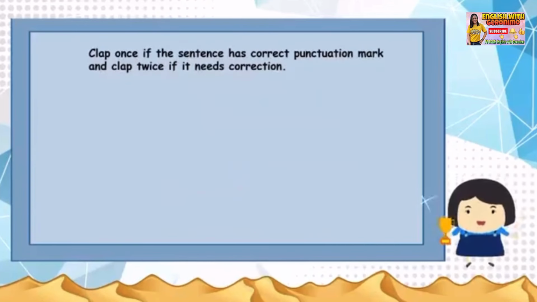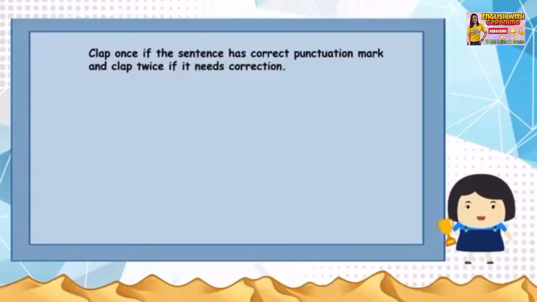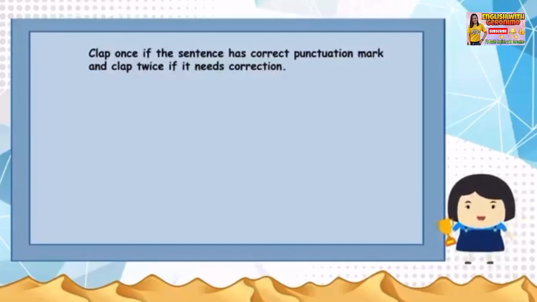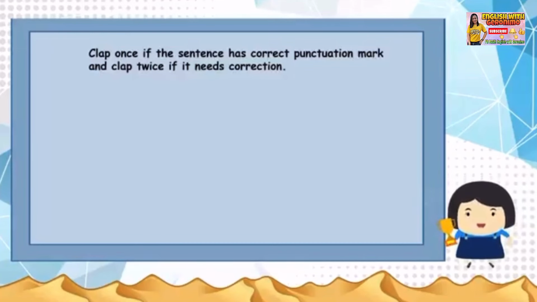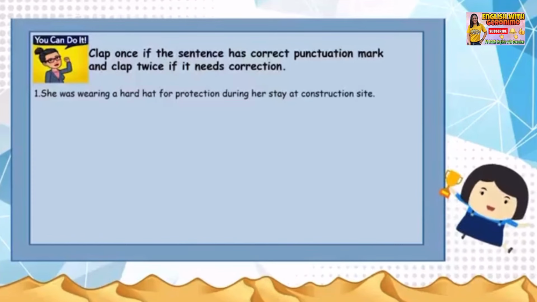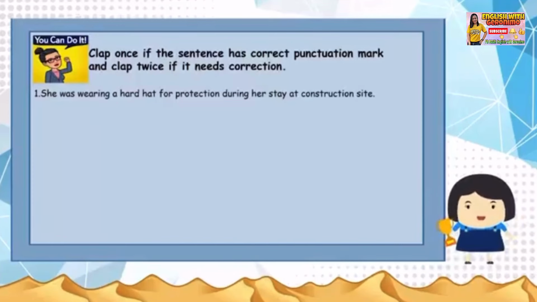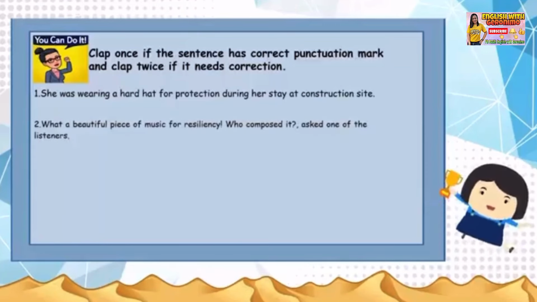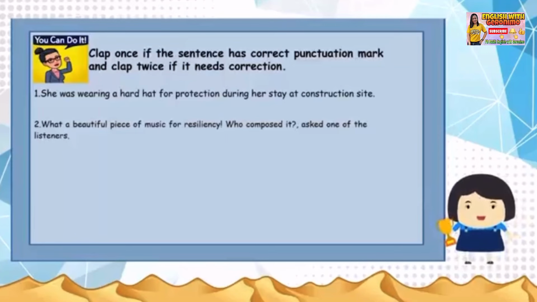Now, let us read the following sentences and look closely to the punctuation marks used. Clap once if the sentence has correct punctuation mark, and clap twice if it needs correction. 1. She was wearing a hard hat for protection during her stay at construction site. 1 clap is correct. 2. What a beautiful piece of music for resiliency. Who composed it? Ask one of the listeners.